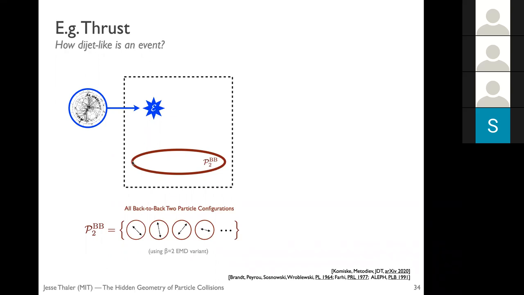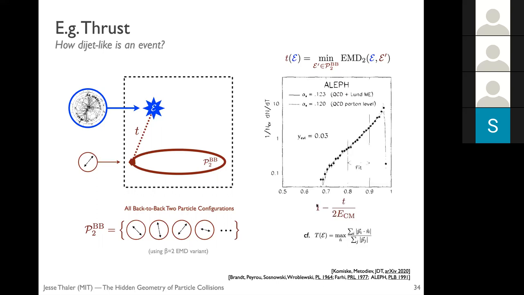And now the distance of closest approach between that event and that manifold, that is thrust. So the point of closest approach turns out to be related to the thrust axis. The distance itself is related to thrust. And the translation is not so difficult. The translation is you take this T, 1 minus T over twice the center of mass collision energy.